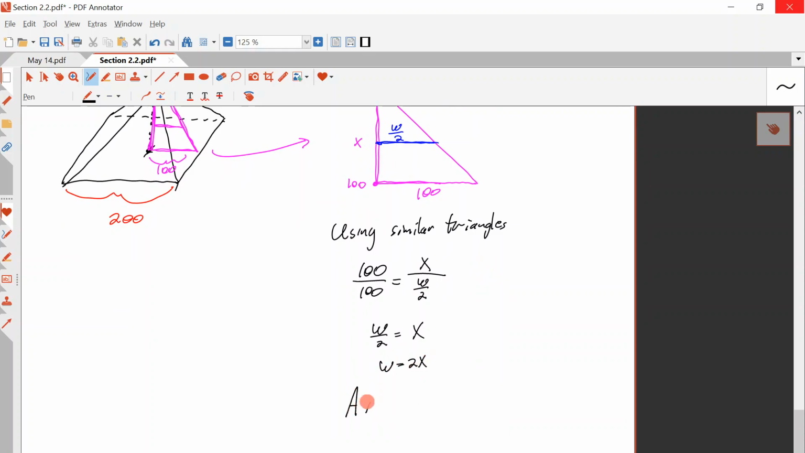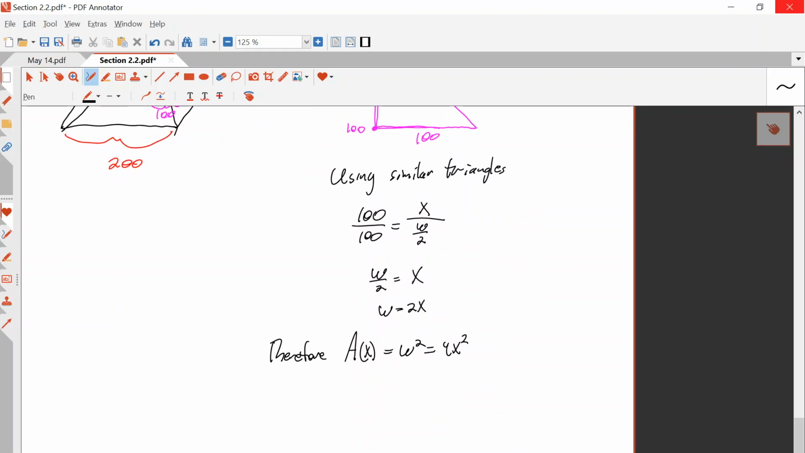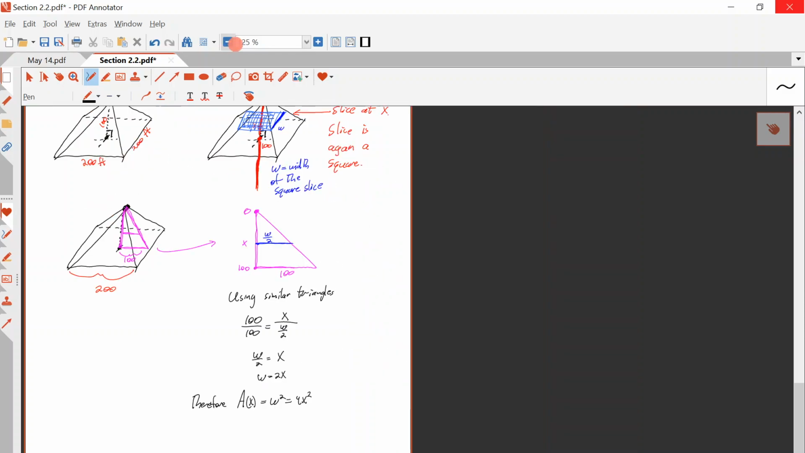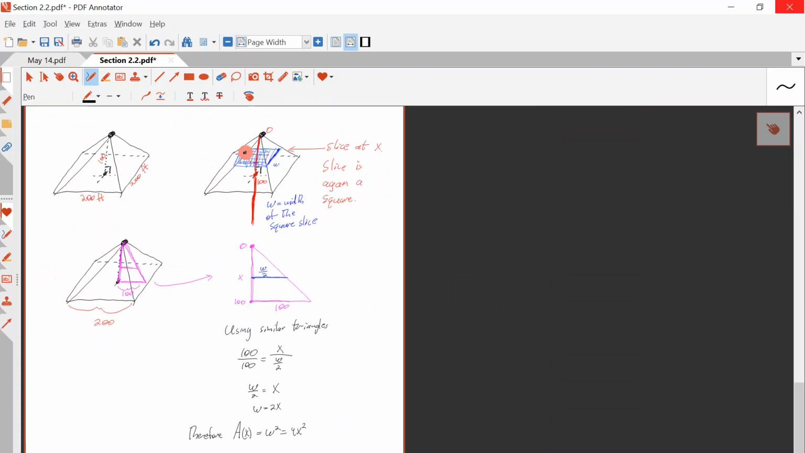Therefore, the area A(X) is equal to W squared, which is 4X squared. So now what's the volume of the pyramid? We've got this slice of width W, and we've determined that the width W is 2X. So that square slice has area in terms of X as (2X) quantity squared, which is 4X squared. Okay, so what's the volume? The volume is the integral of the area.